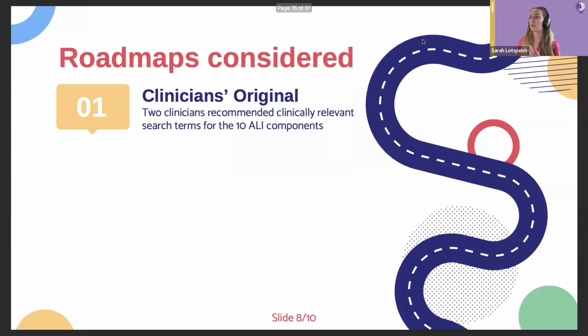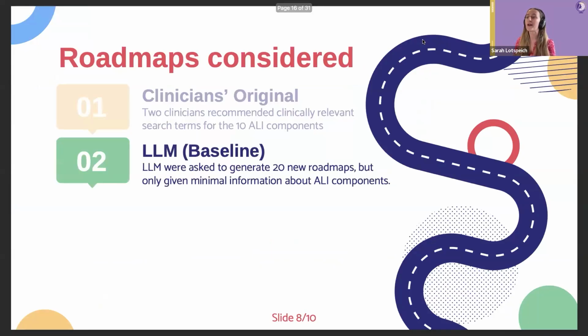We tried this algorithm with 4 different roadmaps. The first was the one that our clinicians had come up with for the original project. This had 20 search terms. Then we tried 2 large language model enhancements using the Elmer package in R to query Google's Gemini. The first one we call LLM baseline. This point has come up a lot today: it matters what and how you set up the large language model.